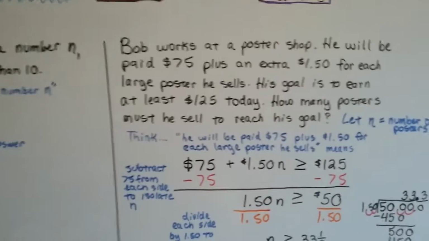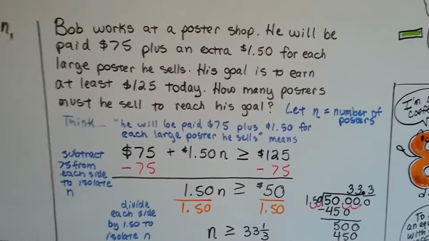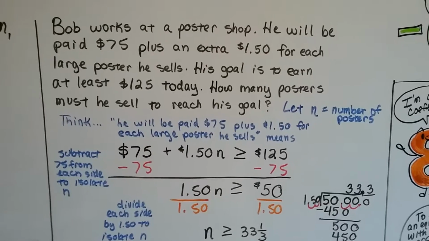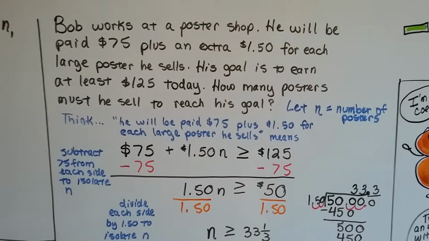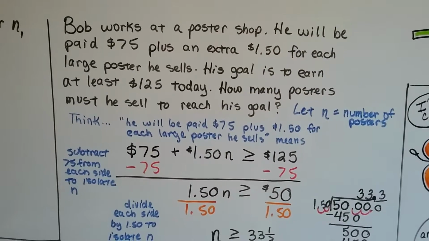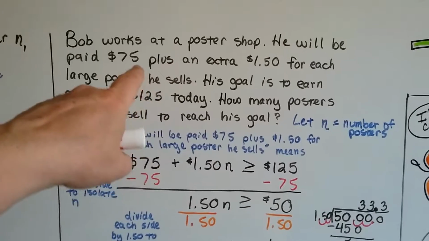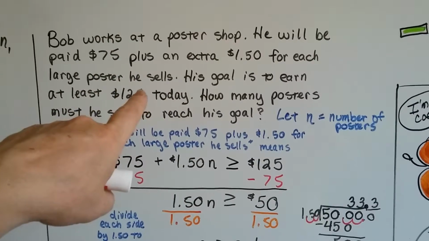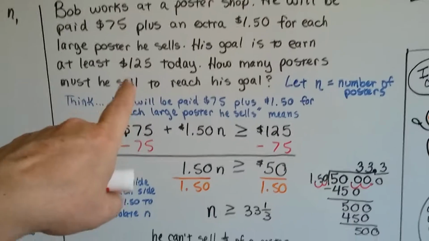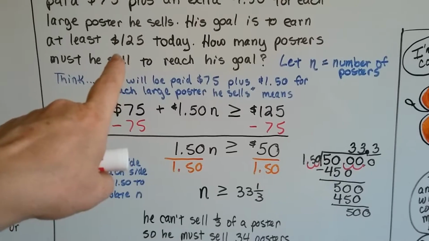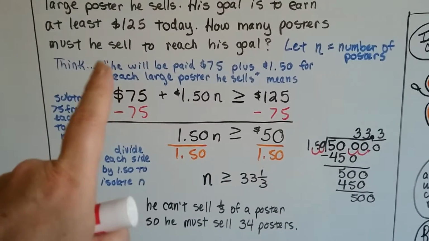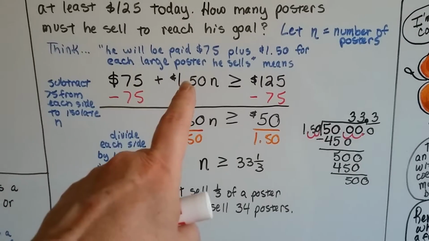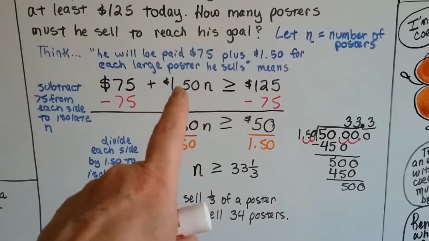Let's try this one. Bob works at a poster shop. You know, posters are big printed pictures. He will be paid $75 plus an extra $1.50 for each large poster he sells. So he's going to be paid $75 for the day plus an extra $1.50 for each large poster he sells. And his goal is to earn at least $125 today. So how many posters must he sell to reach his goal? He's going to make the $75 today plus $1.50 for each extra poster he sells, large ones.